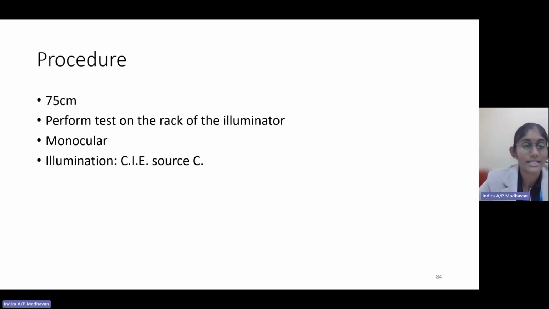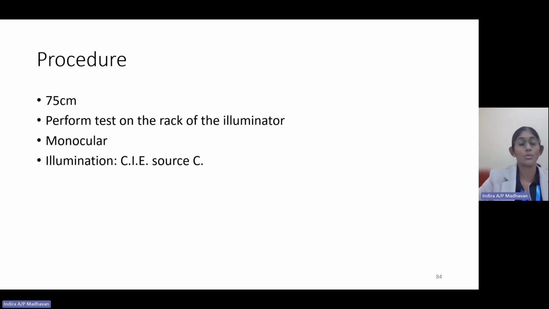Okay, the procedure is again, this is measured at 75 centimeters. Okay, Ishihara 75, SPP2 40 to 50 centimeters. HRR is 75 centimeters. Okay, perform the test in the rack of the illuminator.